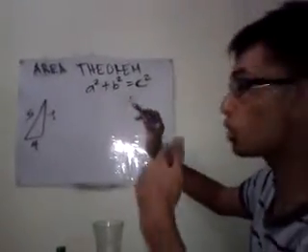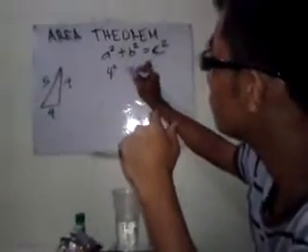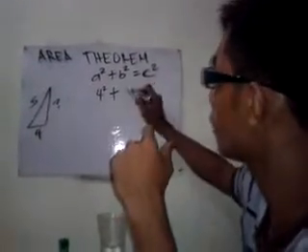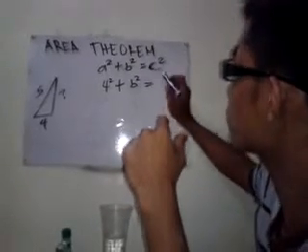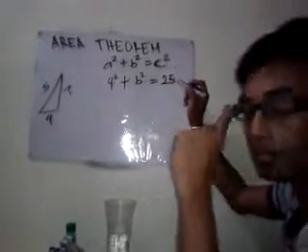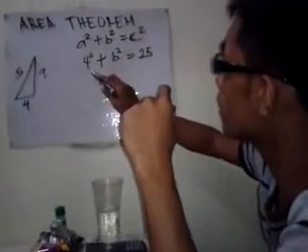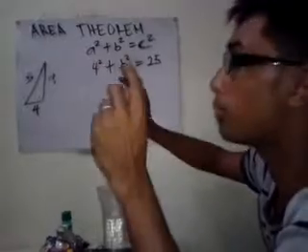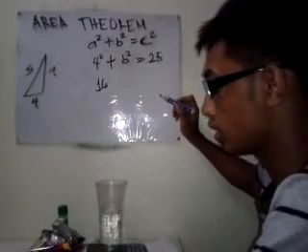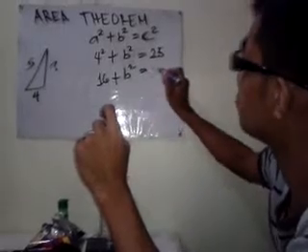So now we're going to substitute. A squared will be 4, so 4 squared, plus, since we don't know yet, b squared equal to c squared. So 5 squared will give us 25. But before anything else, we're going to solve 4 squared first. It will give us 16. So 16 plus b squared equal to 25.